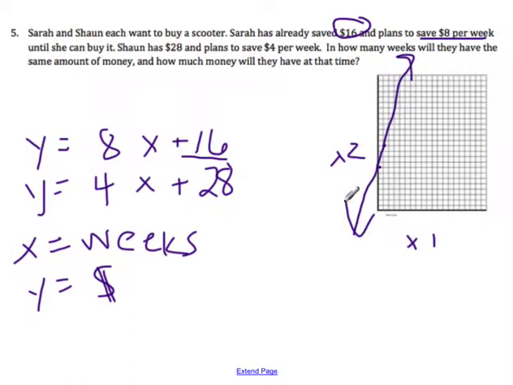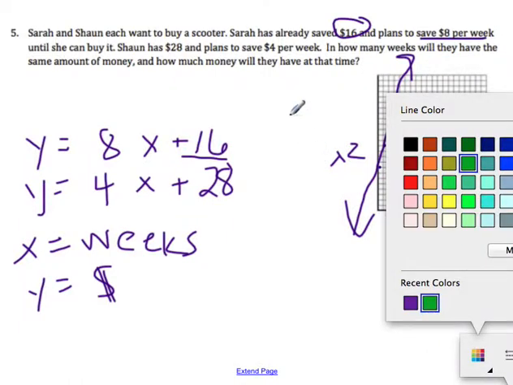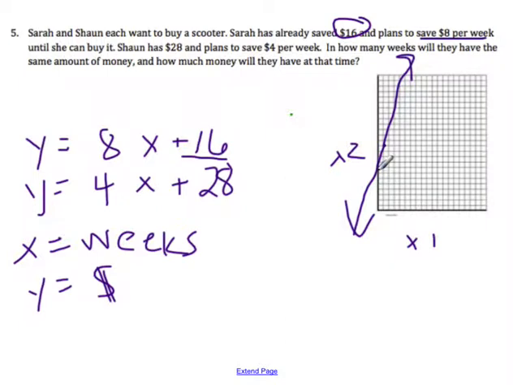Then I need to go ahead and graph Sean, and I'm going to do it in a different color just so we can see it. So we know that this is 16 right here. So 18, 20, 22, 24, 26, 28 is right here. So I know he's crossing at 28. And he's going up 2, 4, and over 1. So he's going up slowly like that.